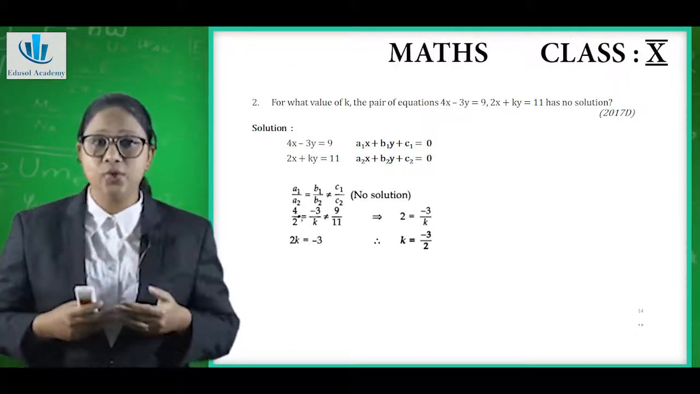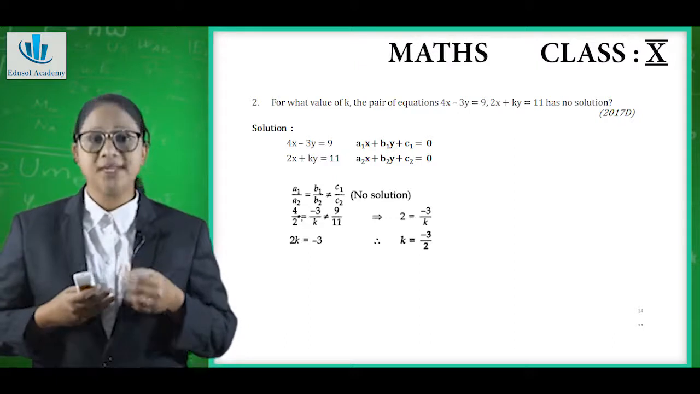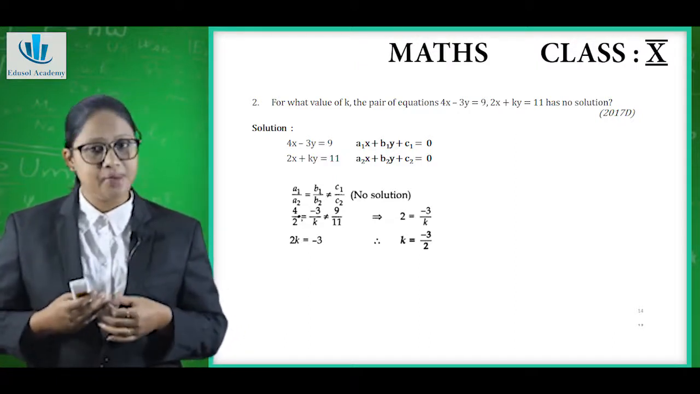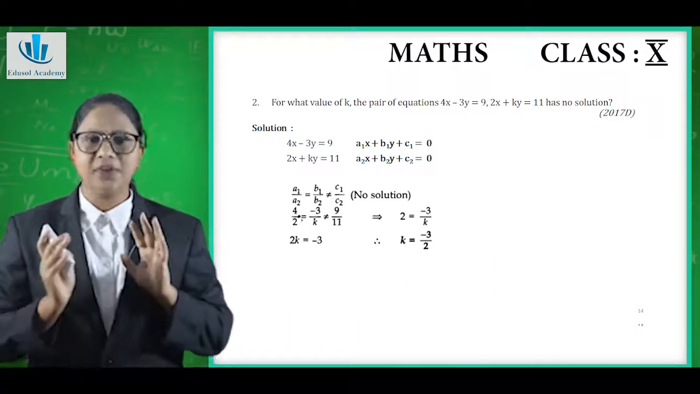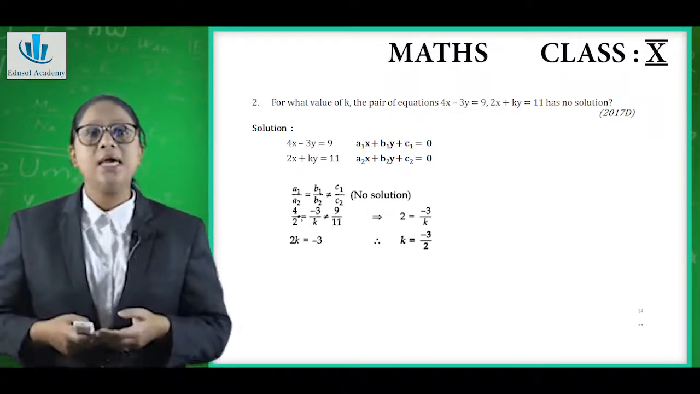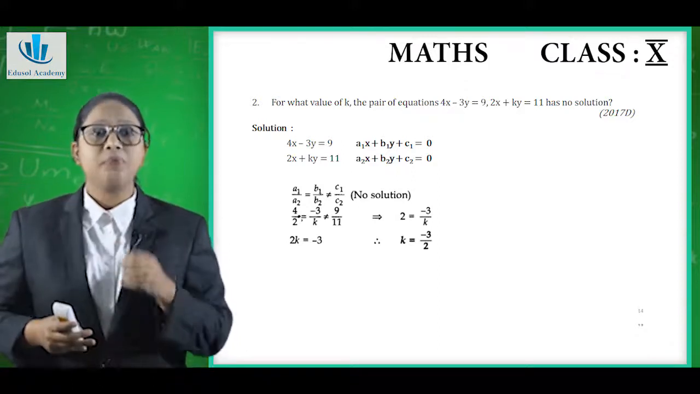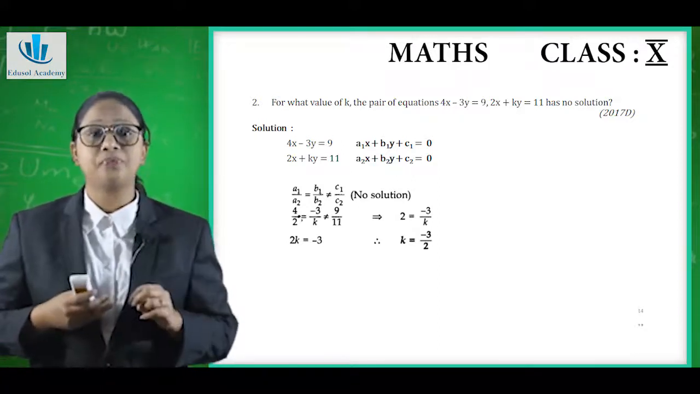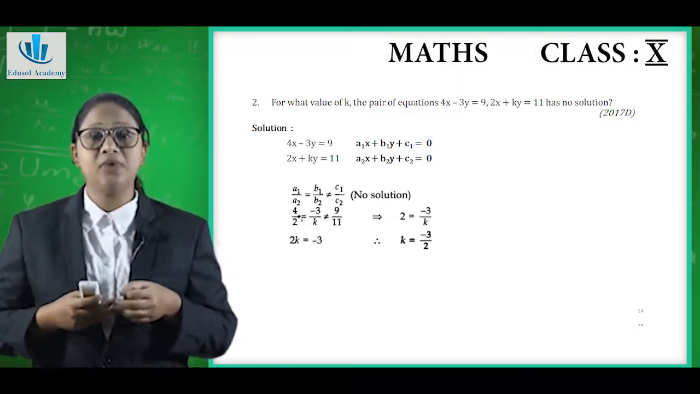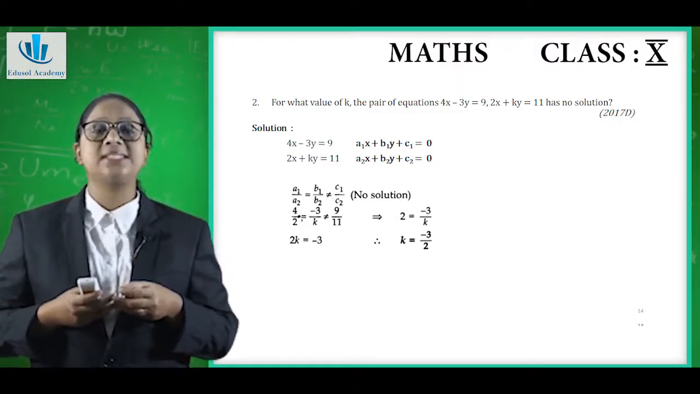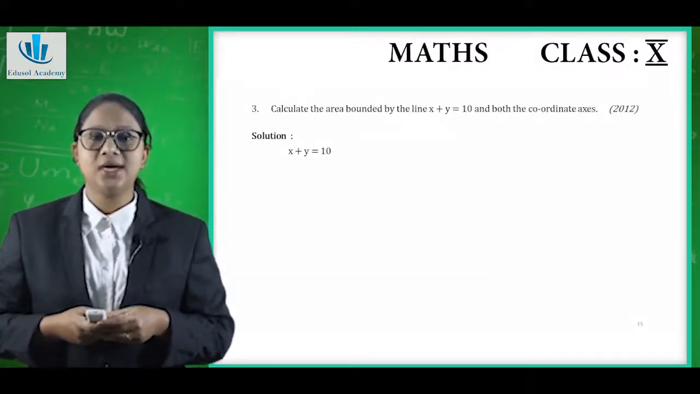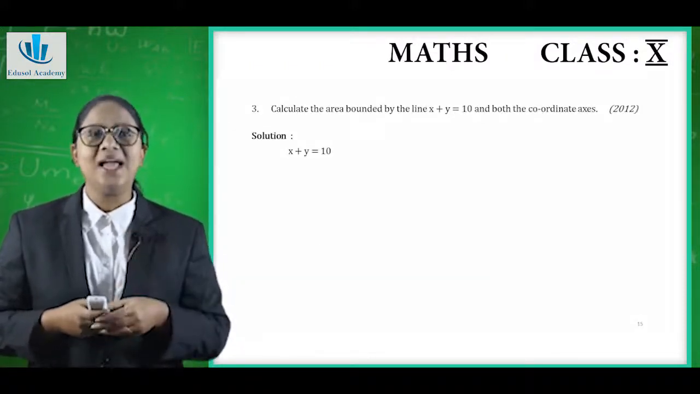Substitute the values in the ratios, and we will get 4 by 2 is equal to minus 3 by k, not equal to 9 by 11. We can ignore 9 by 11 because it should not be equal. Now take the first two terms, 4 by 2, that is 2, is equal to minus 3 by k. On solving, we will get k as minus 3 by 2. Moving on to the third question.